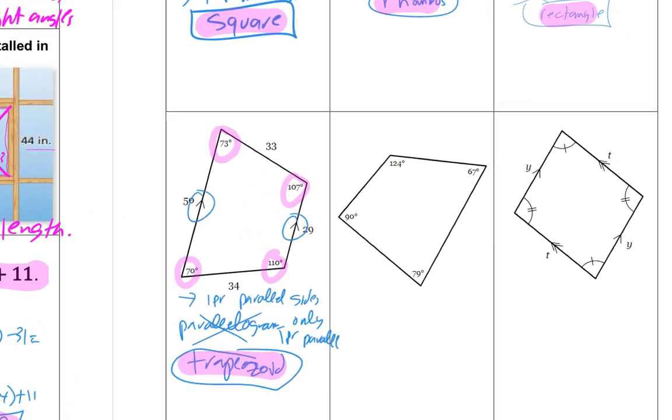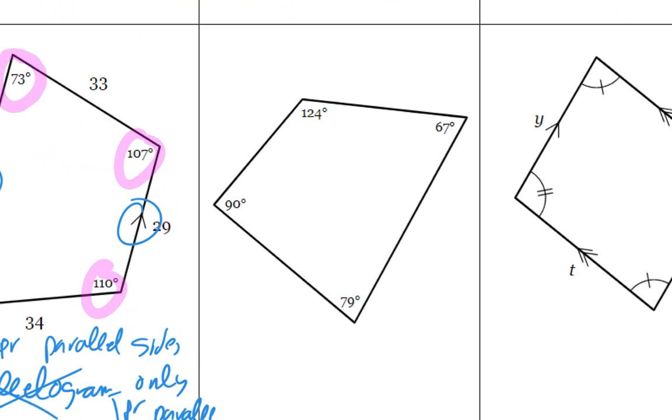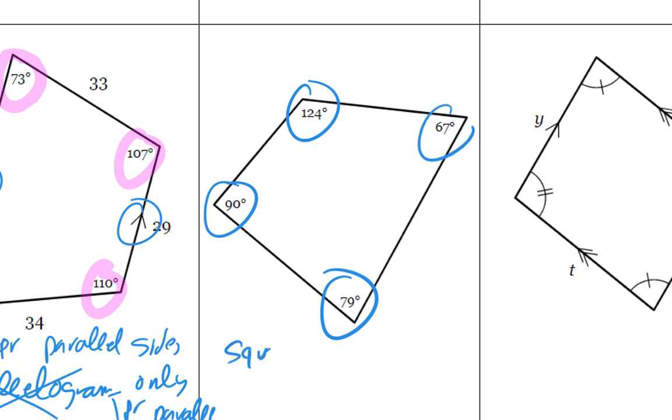All right, let's keep it moving. What do we know about this one? Ooh, it looks like it might be a trapezoid, but it has to have these parallel sides to know it's a trapezoid, right? I don't see that there. So let's look at the angles. Those, I have 1 90-degree angle. That's it. So this one actually is not a square, right? It's not a rectangle.